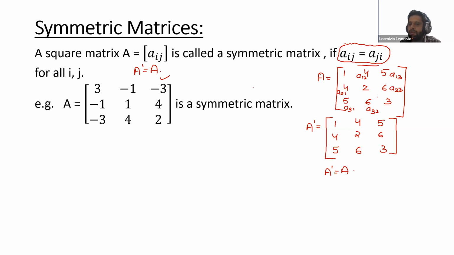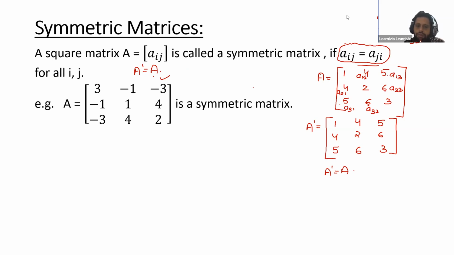So what happened in a symmetric matrix? In a symmetric matrix, these two are same. A12 is equal to A21. This one, A13 is equal to A31. This one, A23 is equal to A32. So in a symmetric matrix, these conditions follow. You need to remember only this definition, that A transpose is equal to A. In such case, the matrix is said to be a symmetric matrix. And in this symmetric matrix, this condition always follows that these two elements are same, these two are same, and these two are same.